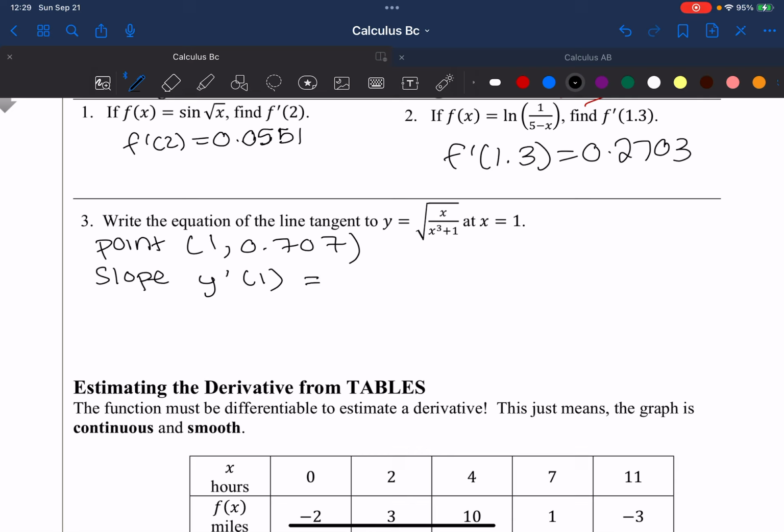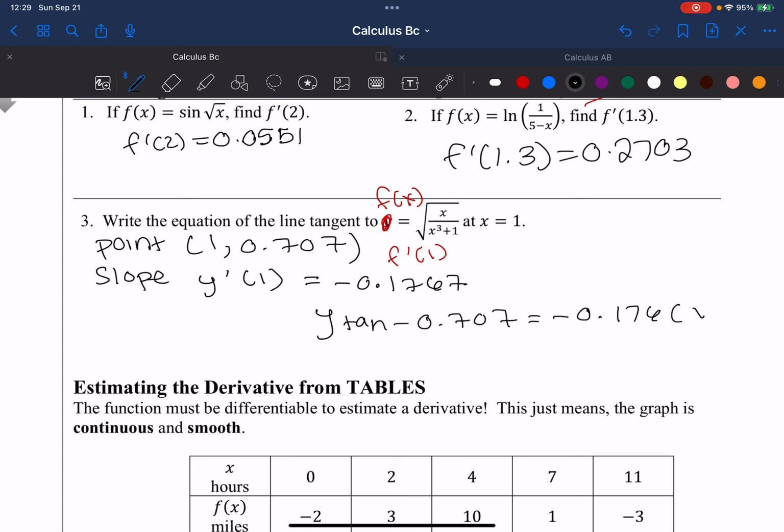Okay, so you would plug in this, and then you would do, on Desmos, instead of y, I would just do f of x and then f prime of 1. And then when you do that, you get negative 0.1767. And then you would just plug it into your point slope formula. So y tangent minus 0.707 is equal to negative 0.176 times x minus 1. And that would be your answer.